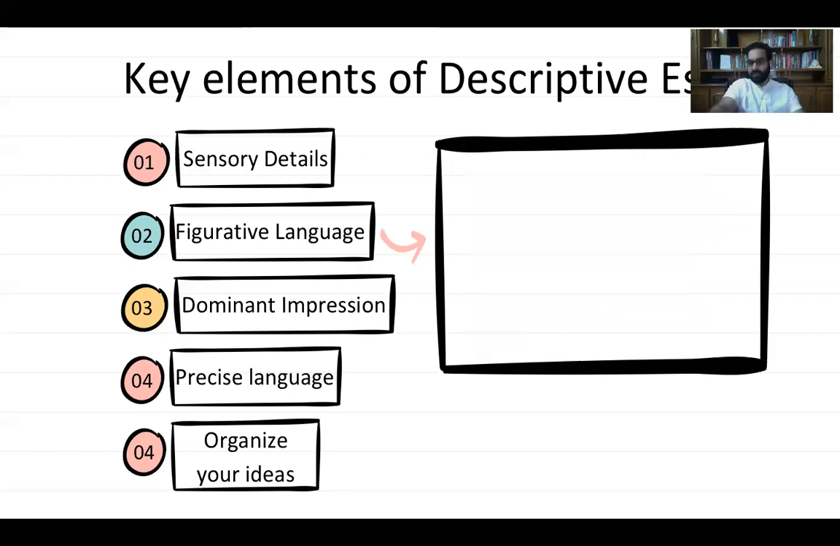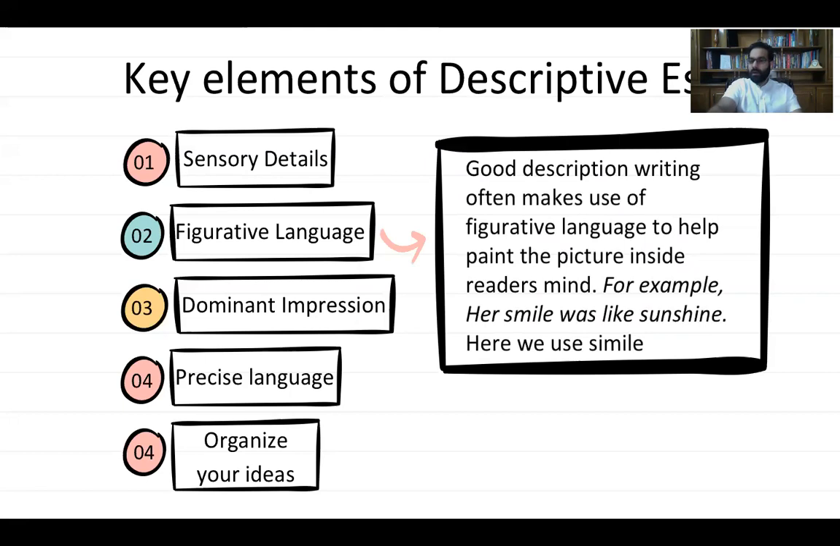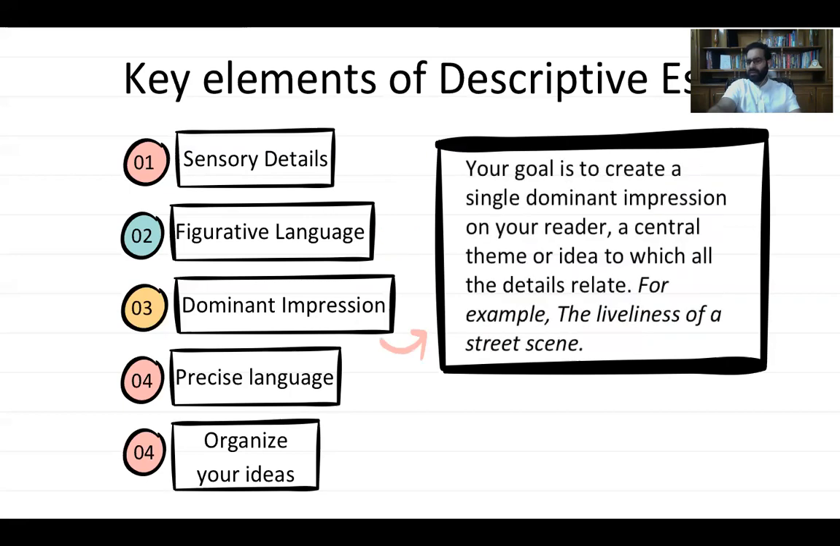Then figurative language should be there. A descriptive essay often makes use of figurative language to help paint the picture inside the reader's mind. For example, her smile was like sunshine. Here we use a simile, a basic one. And then a dominant impression should be there. Your goal is to create a single dominant impression on your reader, a central theme or idea to which all the details relate. For example, the liveliness of a street scene, that can be done as well. This is one of the examples of dominant impression: the liveliness of a street scene. For example, maybe you're on your terrace, down there is the street and there are kids playing. So such kind of impression.